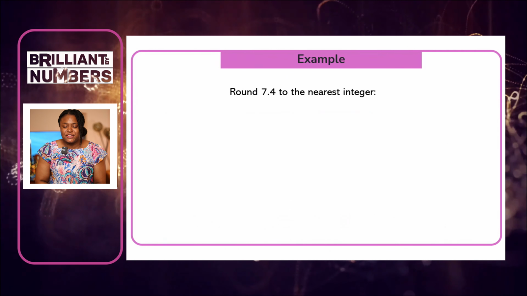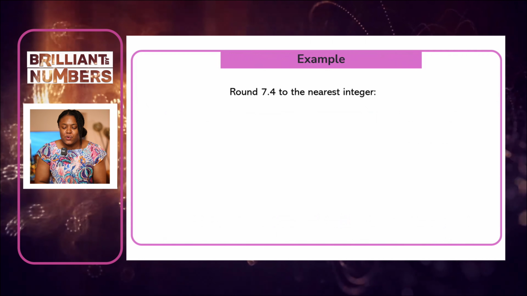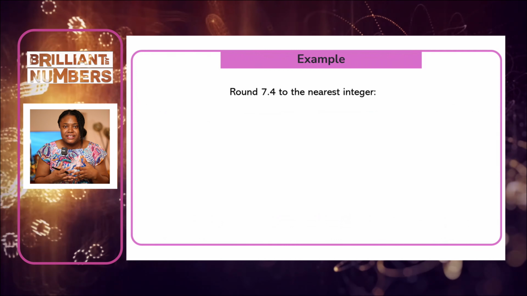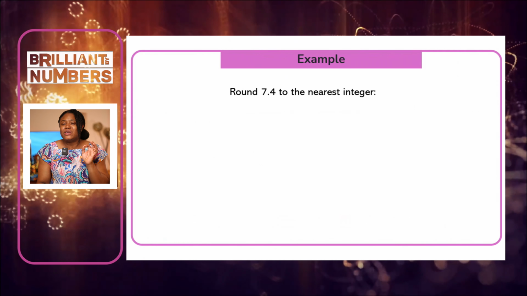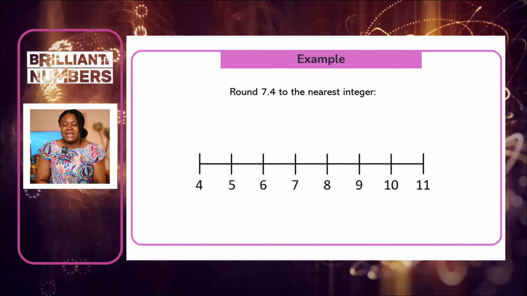So the first question here asks us to round 7.4 to the nearest integer. Now I'm going to use the number line to bring this concept about, and then we focus on the rules. So consider this number line here.